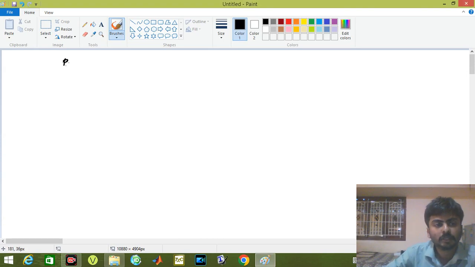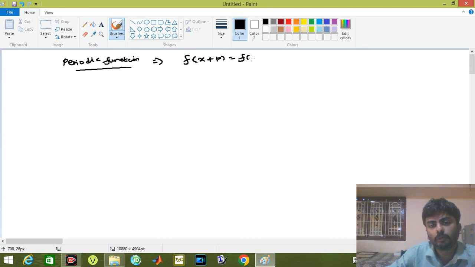So a periodic function means, what is meant by a periodic function? A periodic function means it should satisfy the condition f of x plus p equal to f of x. Okay, f of x plus p equal to f of x means then f of x is said to be the periodic function. Here what is p? The minimum value of p greater than 0 is called the period.